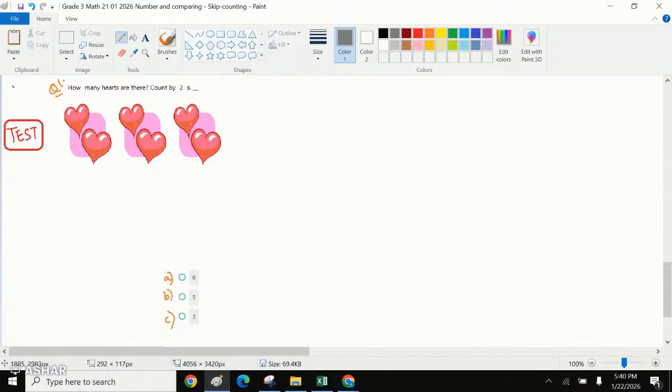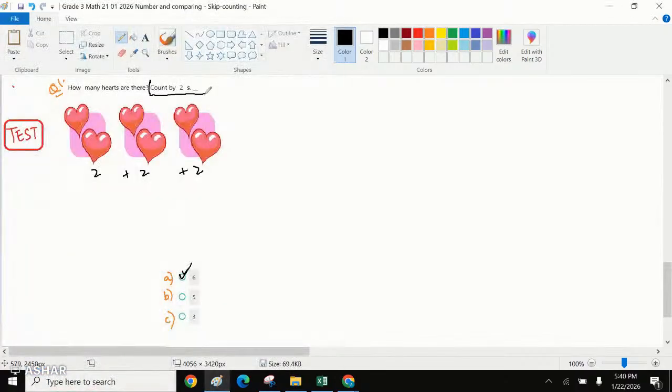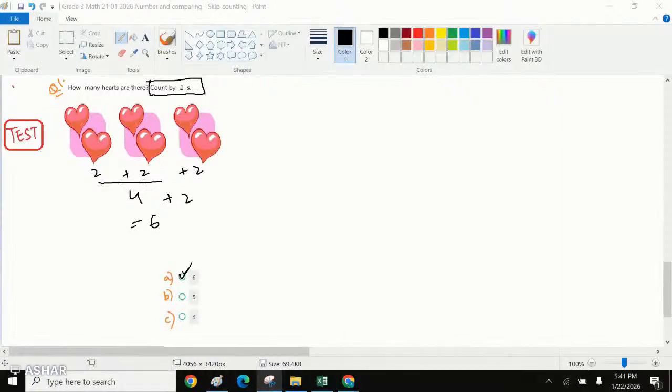Let's have a look at the next one. Okay. Yes, thank you, Rebecca. It's option A, that is 6. We can also say there were 2 over here, 2 plus 2. We need to do the count by twos, right? So we say 2 plus 2 is 4. 4 plus 2 would be 6 hearts, right? Yeah, it's just a few more questions. So we click on the first option. We say that is the correct one. Okay. How many dice are there by the count of twos?